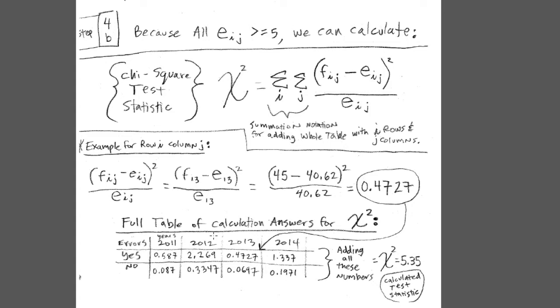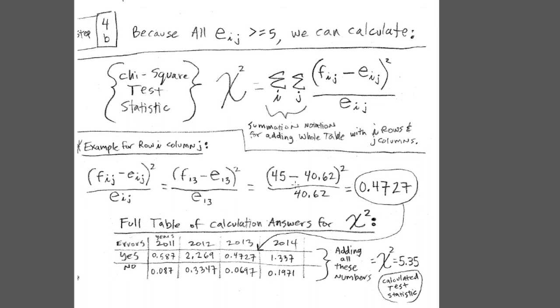Now notice, here's every single one of the values in our table. If we did this calculation all the way through for row 1, column 3, we'd get, oh yeah, that's the observed frequency 2013, yes. There's the expected frequency 2013, yes. Subtract them, square it, divide by the expected for yes 2013, and that's the number right down in the table.